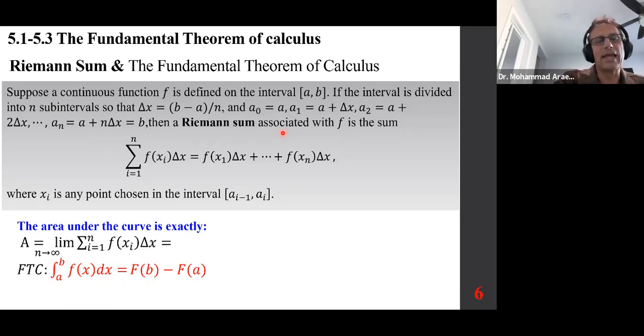But the exact, take a look at this one. The exact is when we use the same thing, but we add this piece, taking the limit as n goes to infinity. This is the area under the curve exactly.